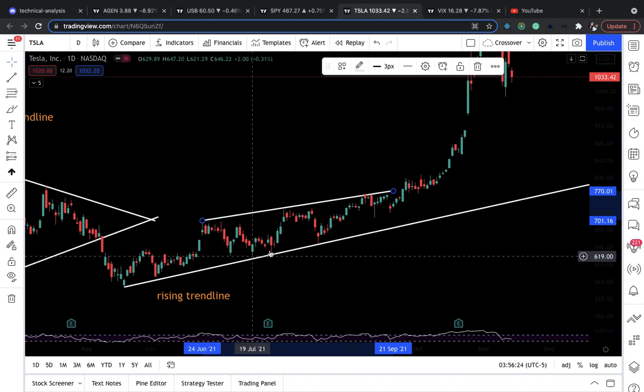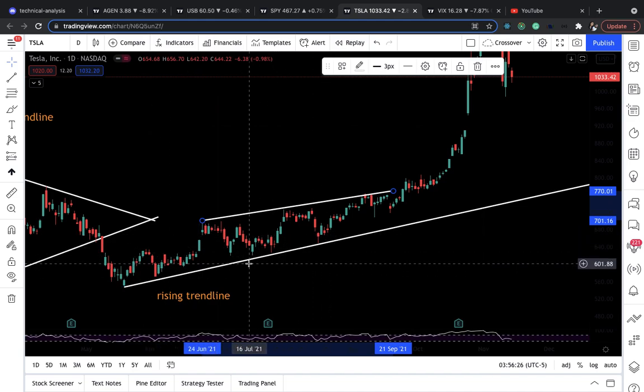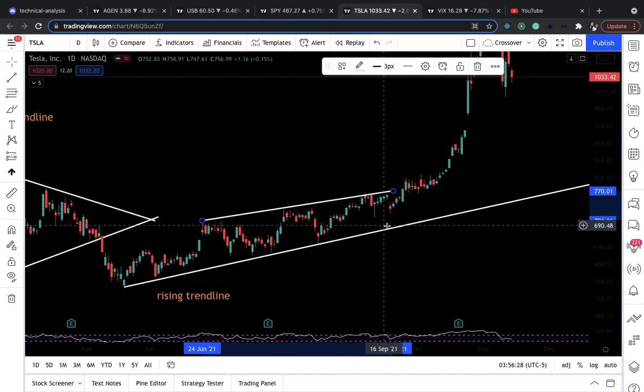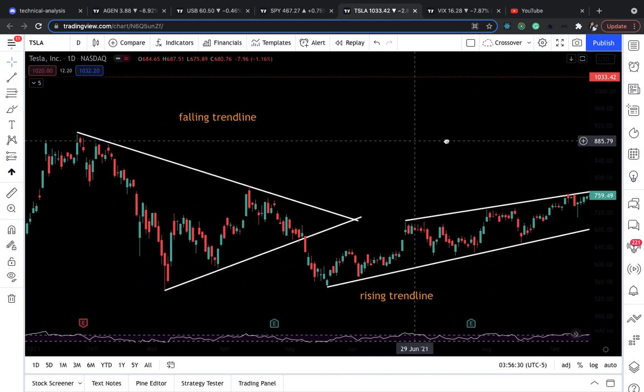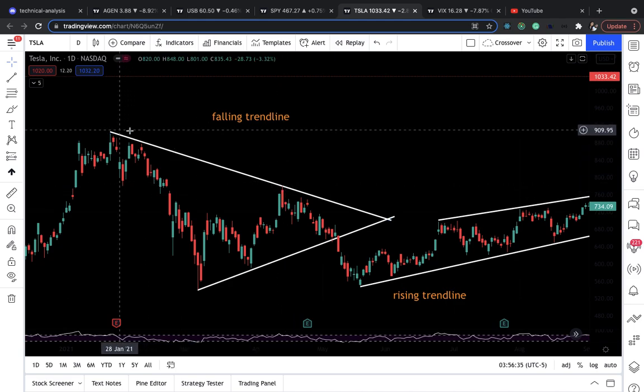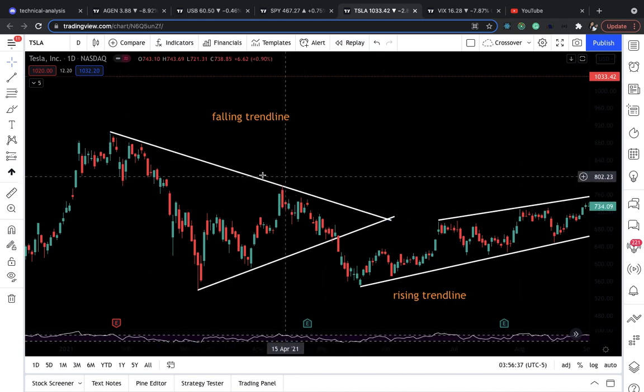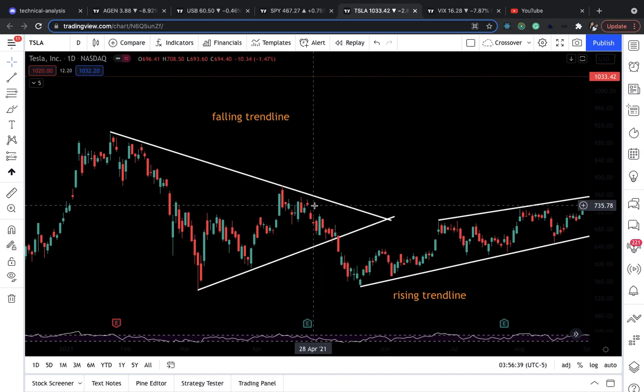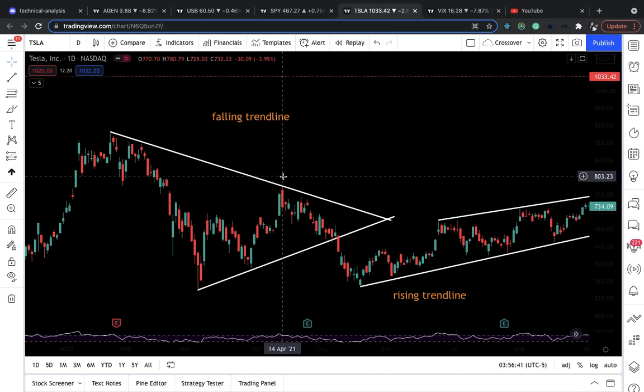Okay? We got a rising trend line. You buy off of the trend line. Set your stop losses below the trend line. Falling trend line, you sell at the resistance level. Set your stop loss above the level. Okay? The resistance level, set your stop loss just above it. Alright, guys? It's really not that hard. The hard part is having the emotional discipline to follow these trade setups.